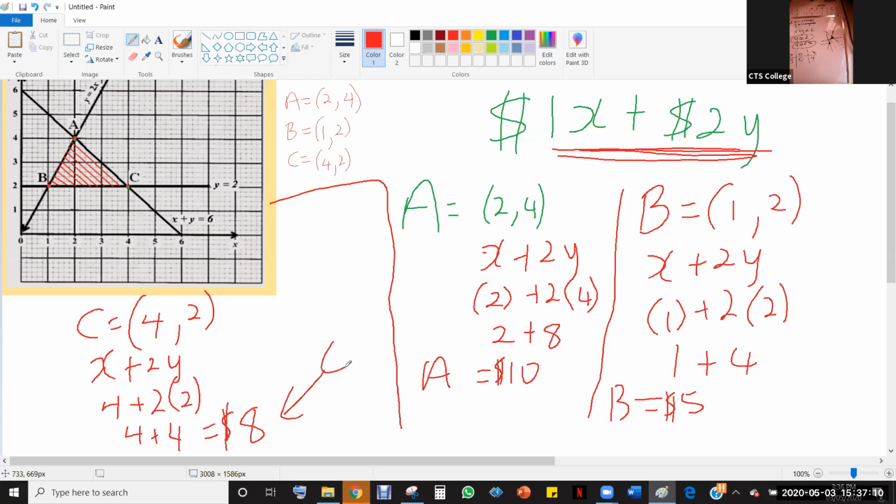So the maximum profit that she can make if she sells 2 oranges and 4 mangoes is how much? What's the maximum profit? $10. $10, correct. That's this $10 here. And what is the minimum profit she can make if she sells 1 orange and 2 mangoes? $5. $5, correct. Yeah?